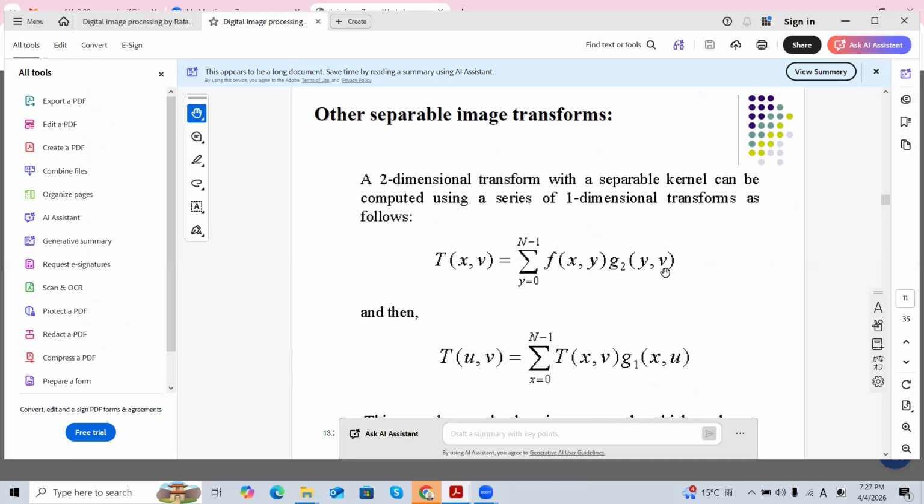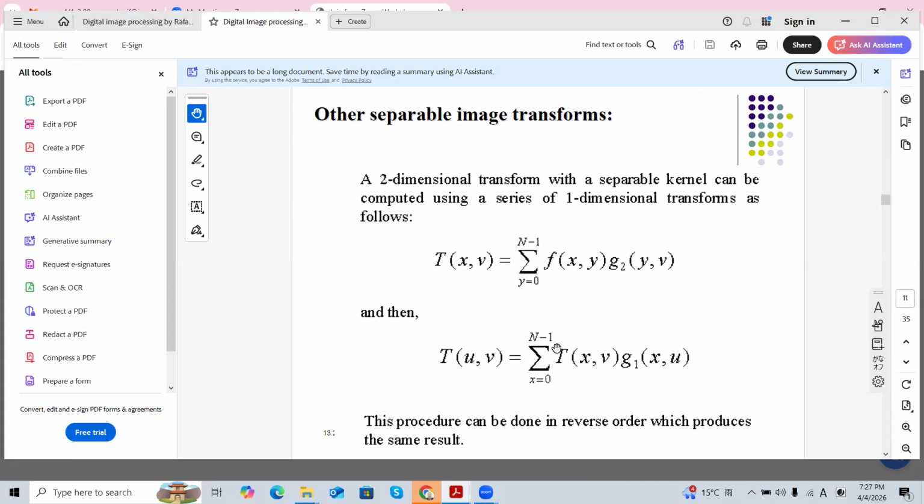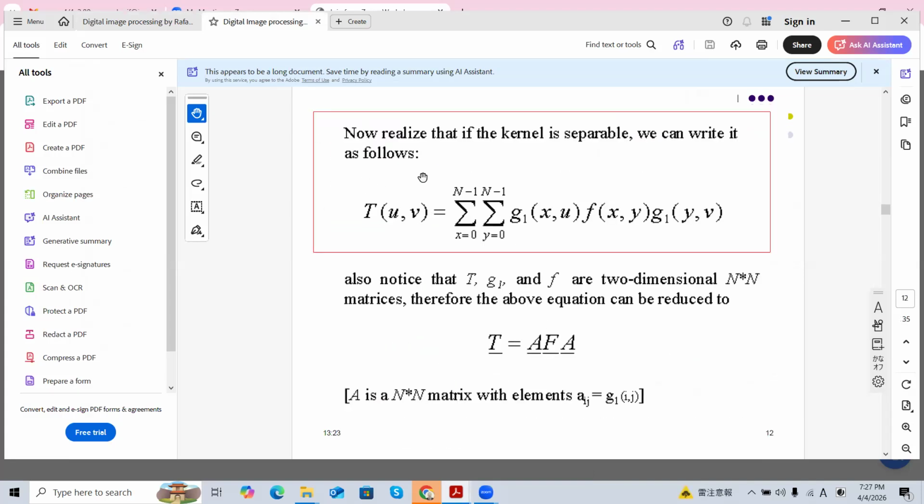and inverse transform, and then for the two-dimensional discrete case, from 0 to N, because it is separable, both kernels G1 and G2 are the same, so they are both G, and it can be any function. I will tell you in detail.